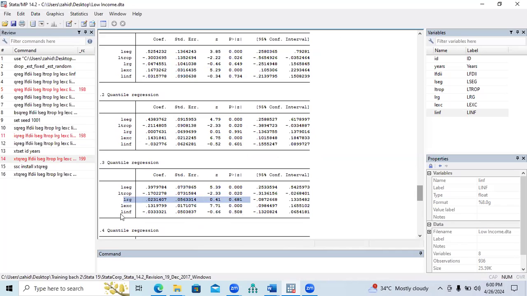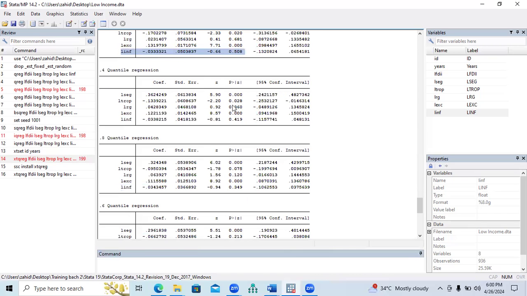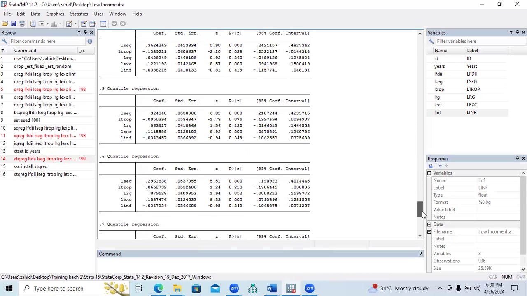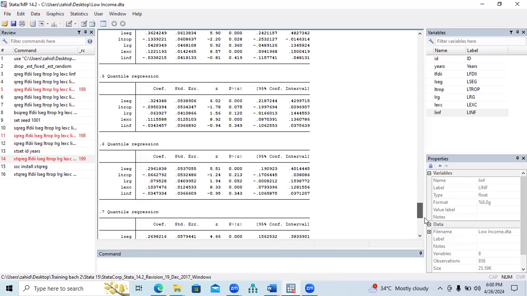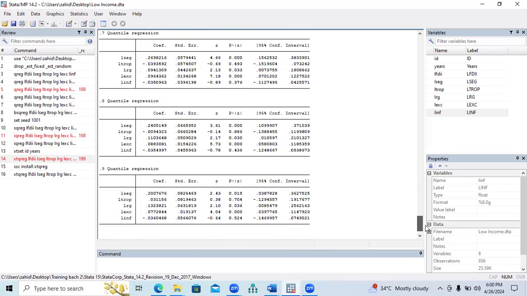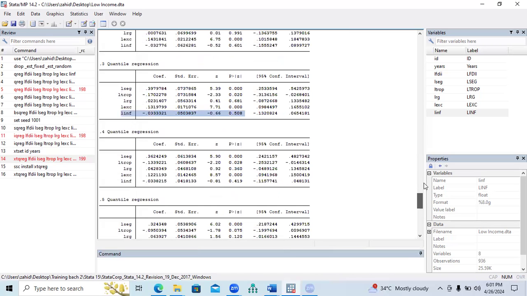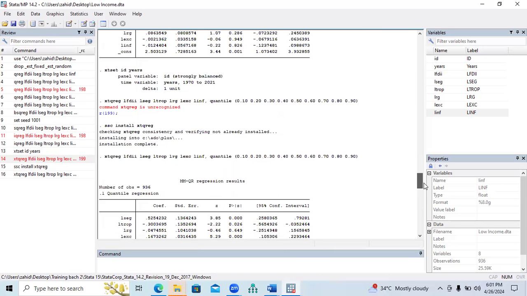At the third quantile, or 0.30 quantile, you can also see real growth rate is not significant, while real growth and inflation rate are not significant, while the remaining are significant here. At the 0.40 quantile, you can also see the significance of different values. At the 50% quantile, you can also see the significance of different values. So you need to report at which level the different variables are significant.